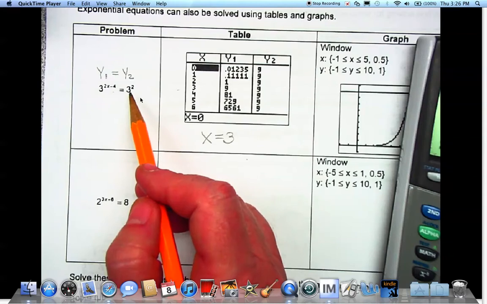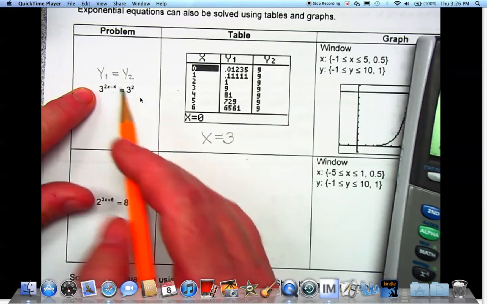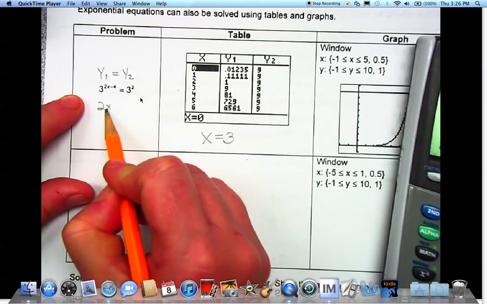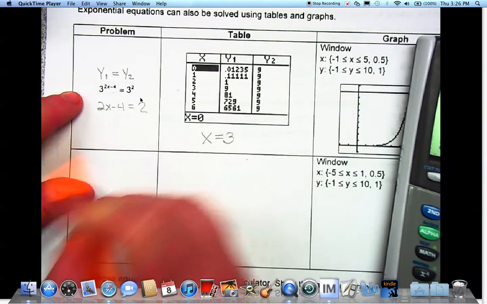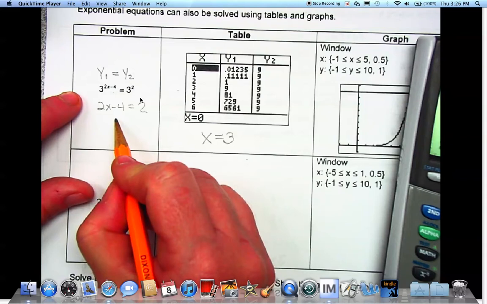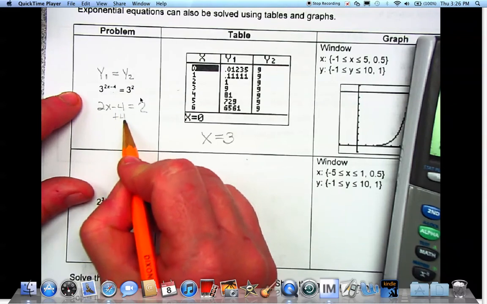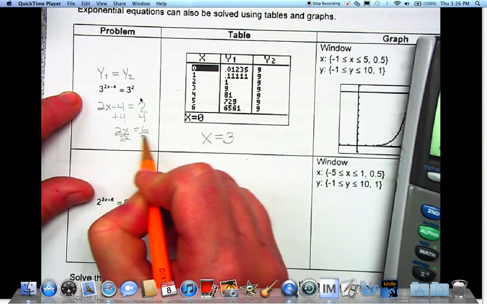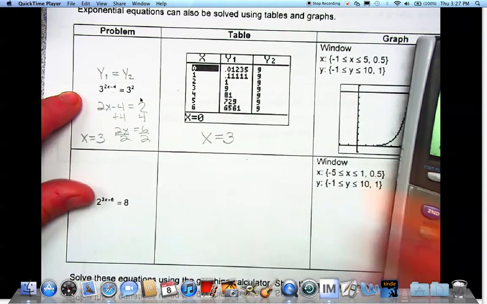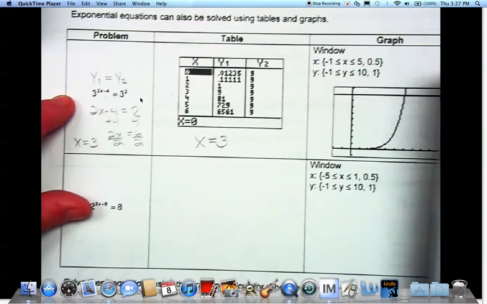Let's check and see if we work this out algebraically, do we get 3? 2x minus 4 equals 2. Now why can we do that? Because the bases are the same. Good. So then we add 4, and 2x equals 6, and divide by 2, and x equals 3. So that worked, didn't it? Yes. Okay.